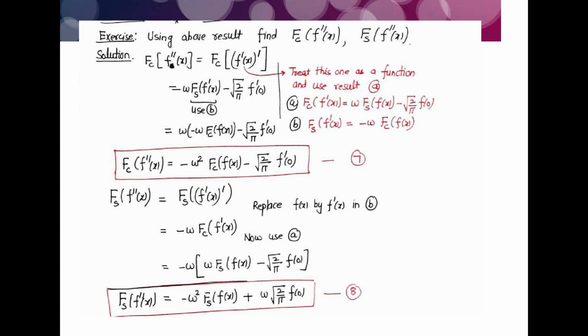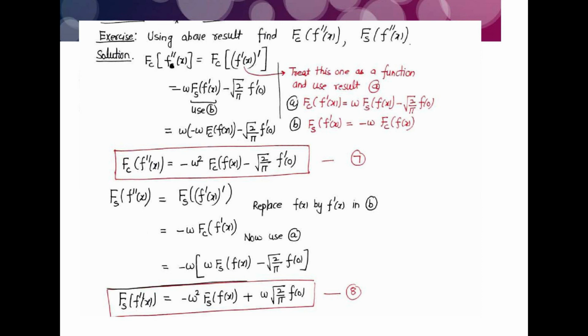Now in this expression, use B. We have the Fourier sine transform of f dash x. This is the first order derivative and we want to find its Fourier sine transform. So again we use property B here, put the value, simplify this. We have equation number 7, that is, the Fourier cosine transform of the second order derivative is given by this expression.